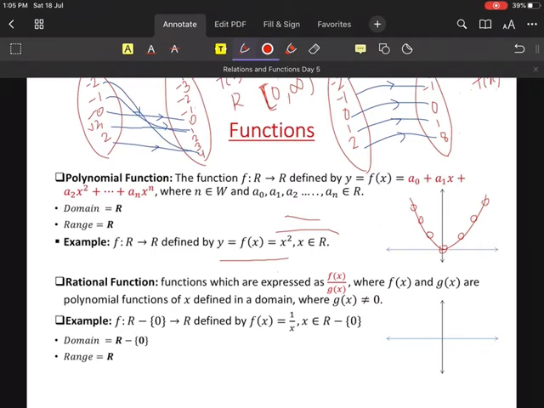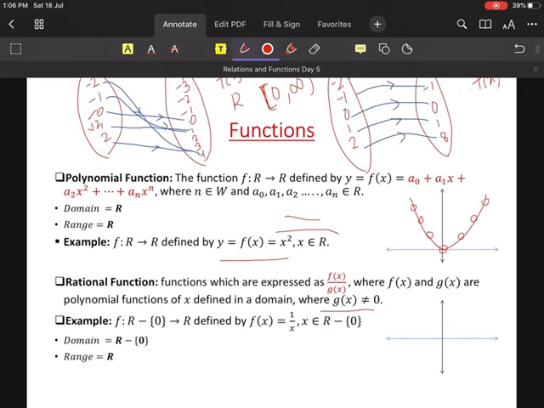Now this is one of the most important functions. Here we will face some problems. Rational functions are functions which can be expressed as... we have done rational numbers, right? Numbers which can be expressed in p by q form, right? Rational functions are expressed in the form of f of x by g of x. Understood? Where f(x) and g(x) are polynomial functions of x, and x is defined in the domain where g(x) is not equal to 0.